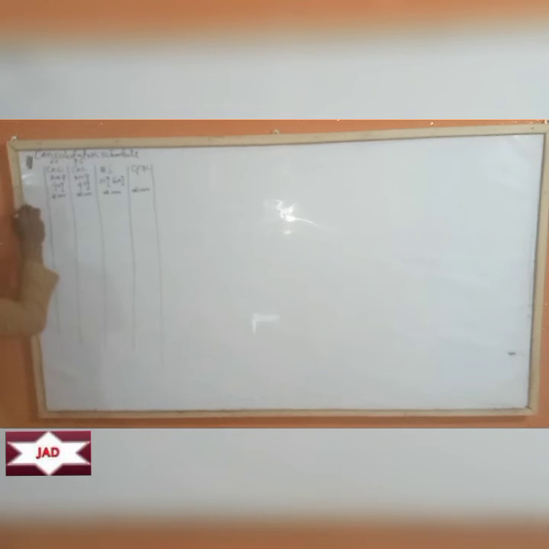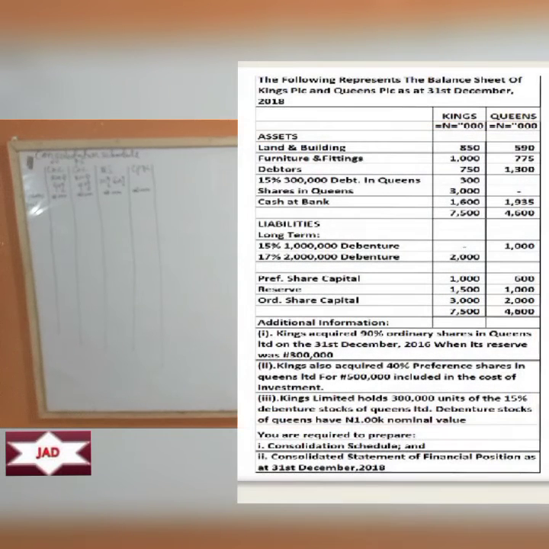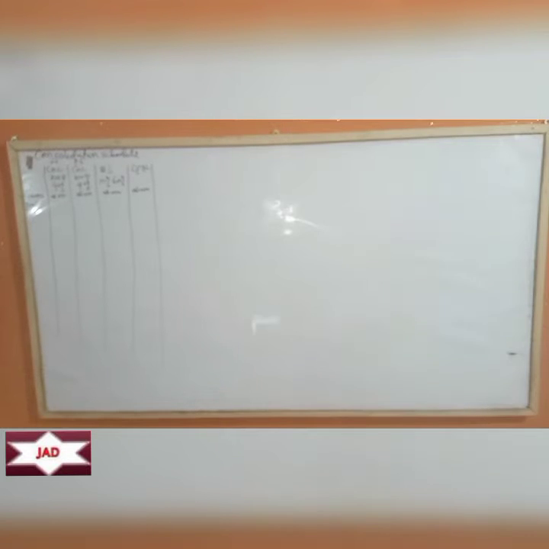All right, so let's do the preference share first. Of course, this is for Queens. According to the question, the preference share of Queens is 600,000. Then 40% is for Kings, and 60% is minority interest. So what's 40% of 600,000? We have 0.4 times 600, which is 240. So the preference share is 240. Minority interest would be 60%, which is 360.